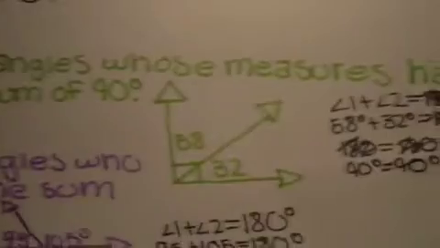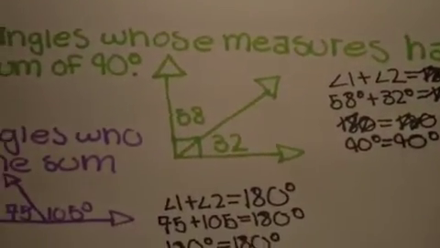Today we're going to be talking about angles. First is complementary angles, which is two angles whose measures have the sum of 90 degrees. The example in green shows that 58 plus 32 equals 90 degrees, which is a right angle.